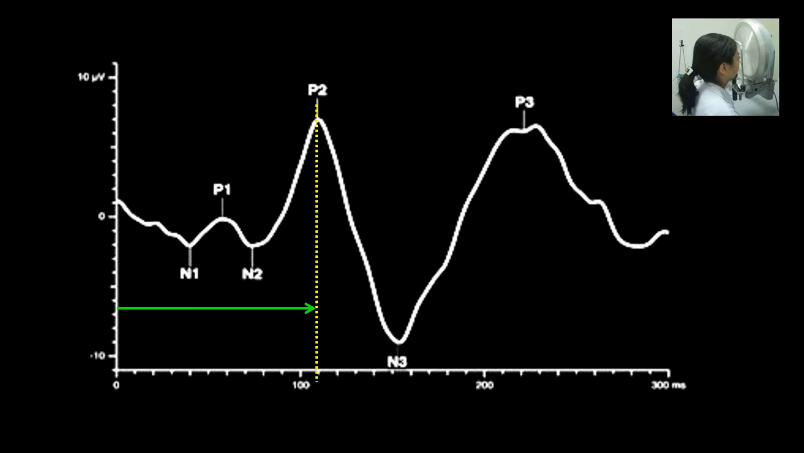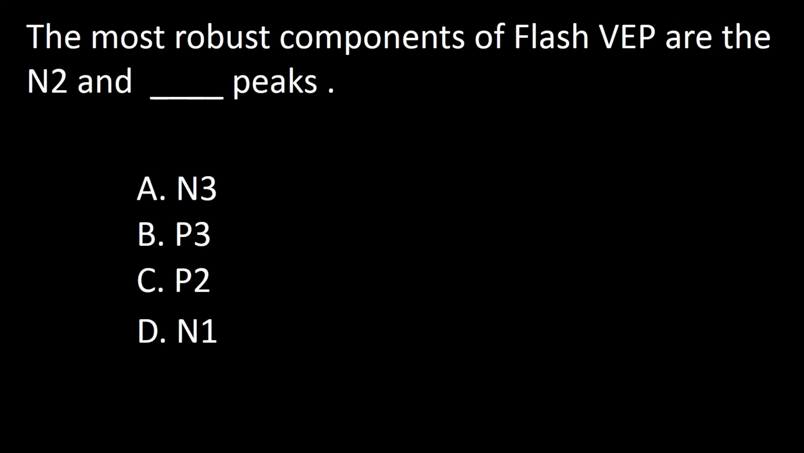and normals should be established in each laboratory. Furthermore, according to the Academy of Clinical Neurophysiology, the only significant abnormality is when the flash evoked potentials are not present on one side. So the answer to this question is C.